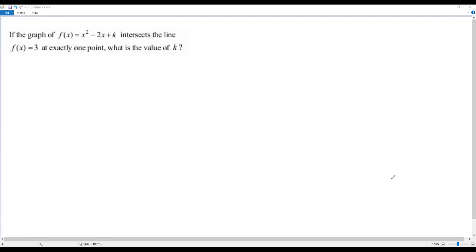Here we have a SAT math problem. Okay, let's go to the question. If the graph of f(x) = x² − 2x + k intersects a line f(x) = 3 at exactly 1 point, what is the value of k?